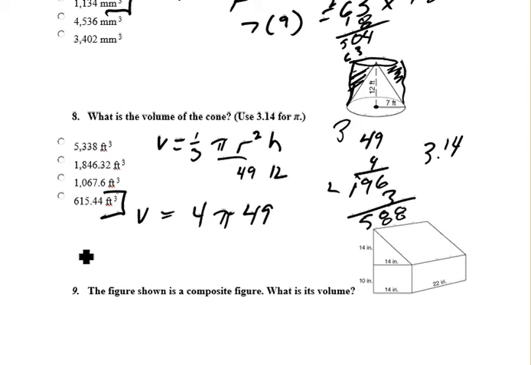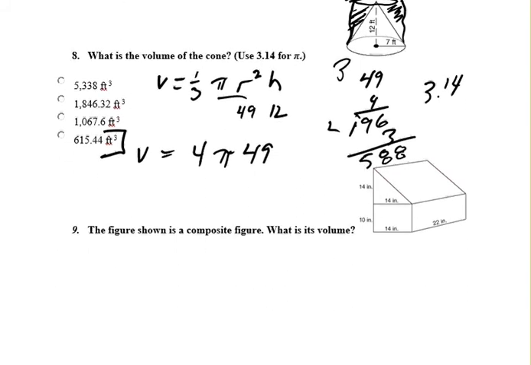I'm going to review my answer real quick. 1/3 of 12 is 4. 4 times 49 is going to be about 200, because 49 is about 50, and I got 196. That's about 200. So yeah, I like my answer. I'm going to stick with it. I'm going to go on to number 9.